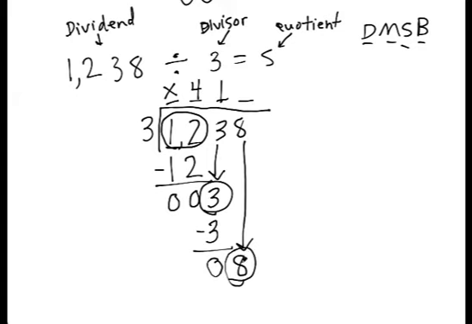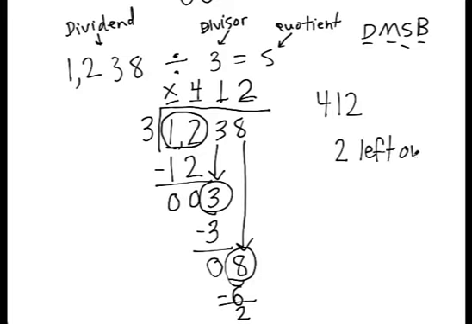3 can go into 8 how many times? It can't go 3 times. That's too big. 3 times 3 is 9. 2 times. 2 times 3 is 6. So we divided. Now we're multiplying. We got 6. Now we're subtracting. We get 2. Is 2 less than 3? Yes, it's a good number. No more to bring down, and we filled in every digit at the top. So it looks like my answer is 412. And don't forget about this, with 2 left over. So this one has a remainder.